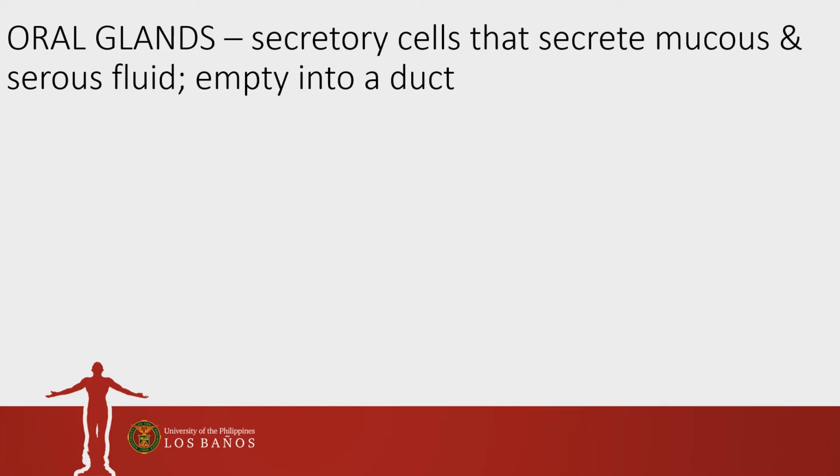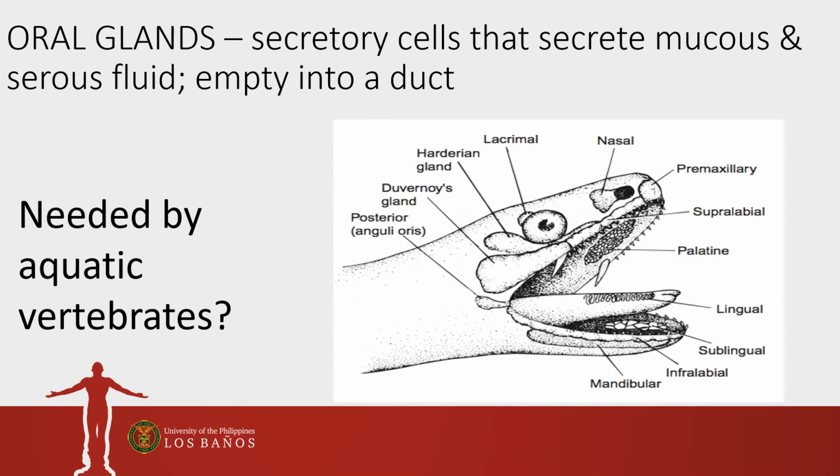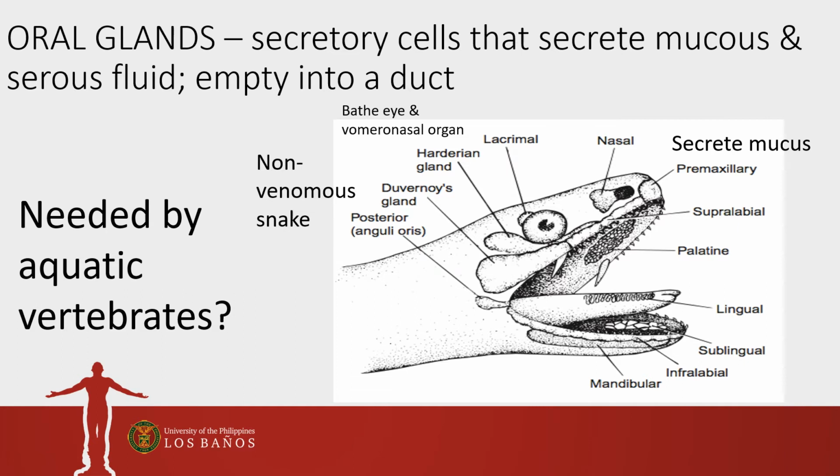Oral glands are composed of secretory cells that produce mucus and serous fluids that empty into ducts. Oral glands are, of course, well developed in terrestrial vertebrates, like in the snake with several oral glands. For example, the premaxillary gland secretes mucus. The Harderian gland bathes the eye and the vomeronasal organ. And Duvernoy's gland is found in non-venomous snakes.